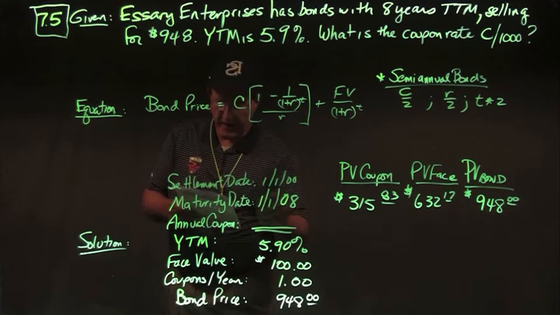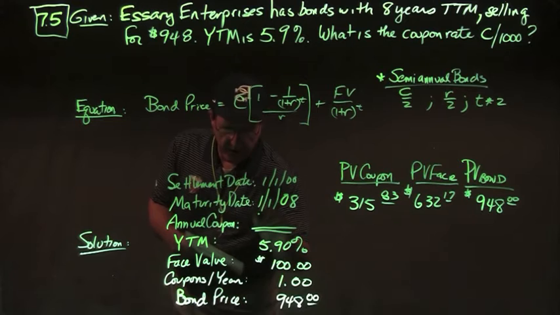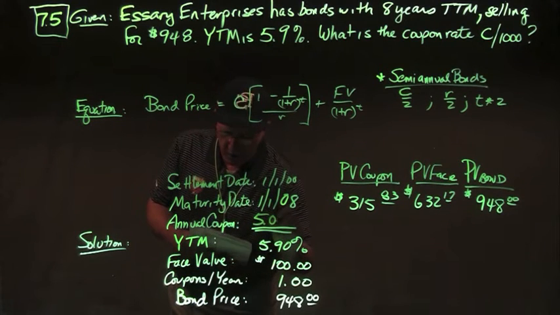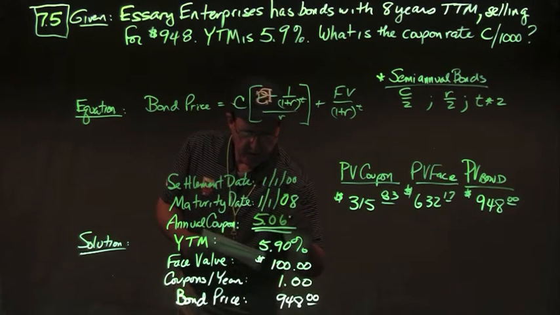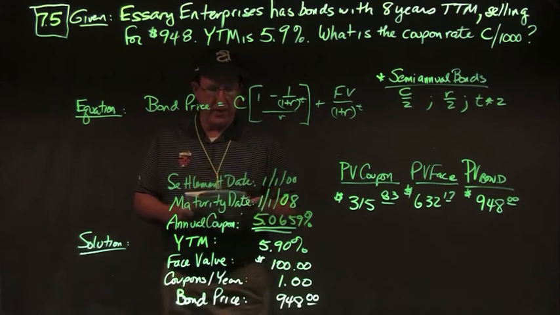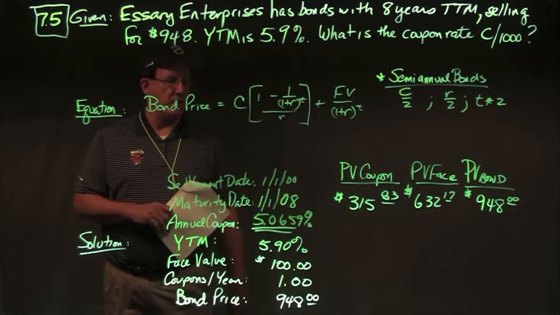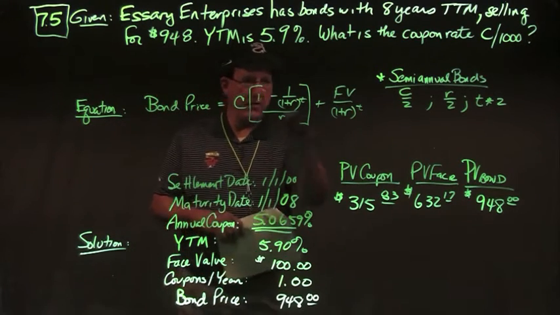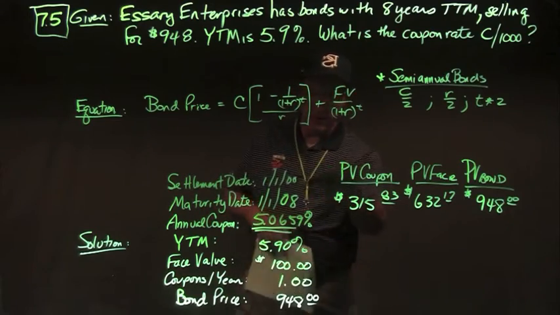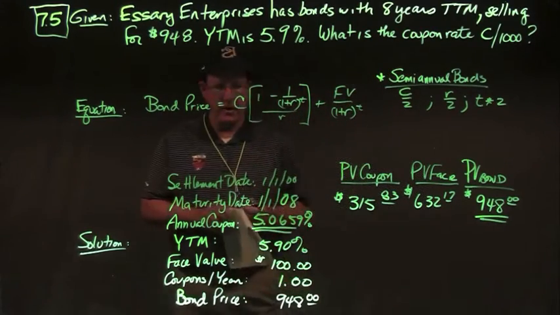I will keep guessing until I hit $948. The answer I got was 5.0659%. That means it would pay a coupon of $50 and about 66 cents. If I plug that into this equation and into this syntax, I should get a bond price of 948.